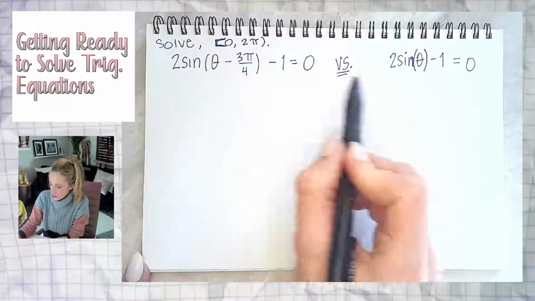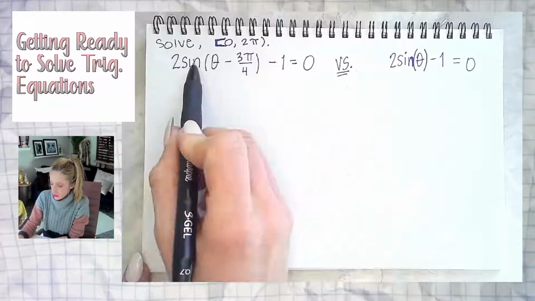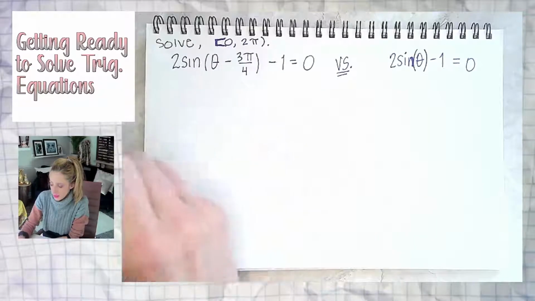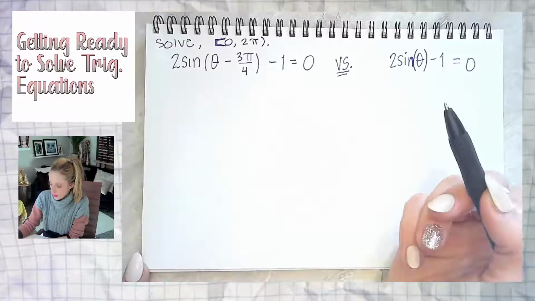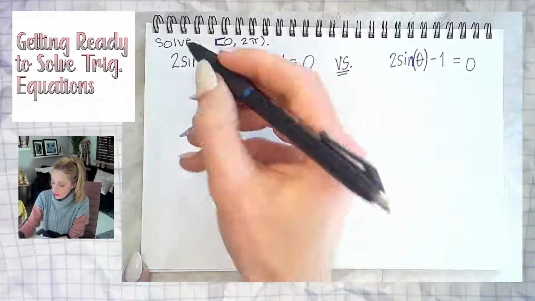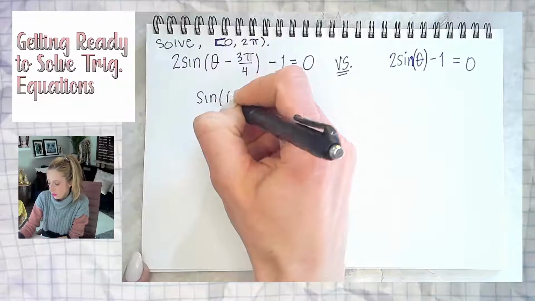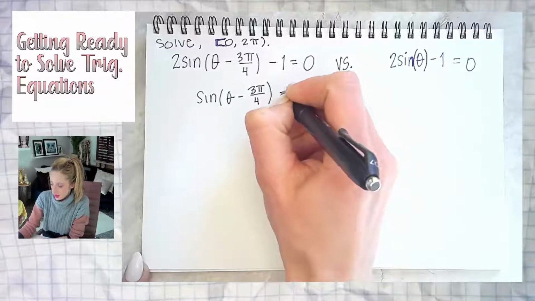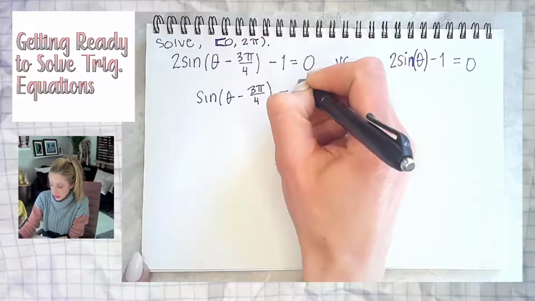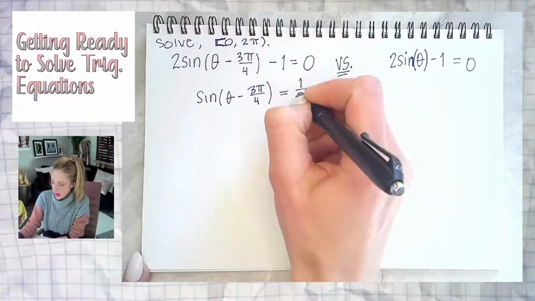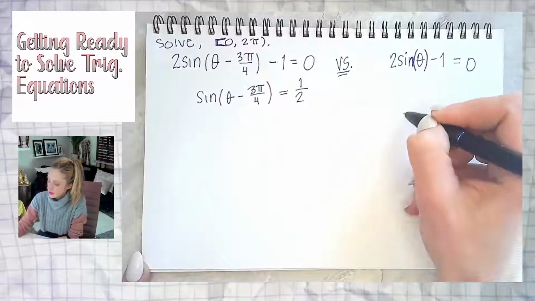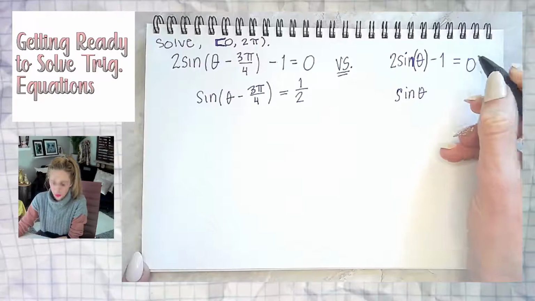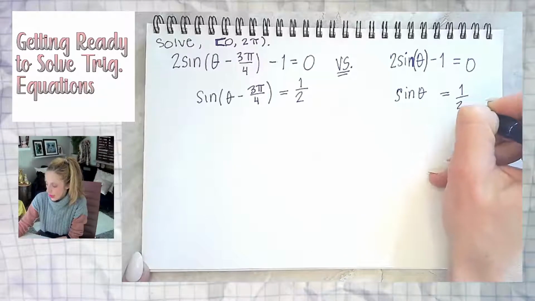Here, both of them start with the same first two steps. If we're solving for theta between 0 and 2 pi, we want to get theta alone. In both examples, I'm going to start by adding 1 and then dividing by 2. I probably don't need to write out that work, so I'm just going to write sine of (theta minus 3 pi over 4) equals, and remember I added 1. If you need to show the work, please show the work for yourself. And then I divided by 2. So I have 1/2. And here the same thing: sine of theta, with or without parentheses, that doesn't matter, equals 1/2.